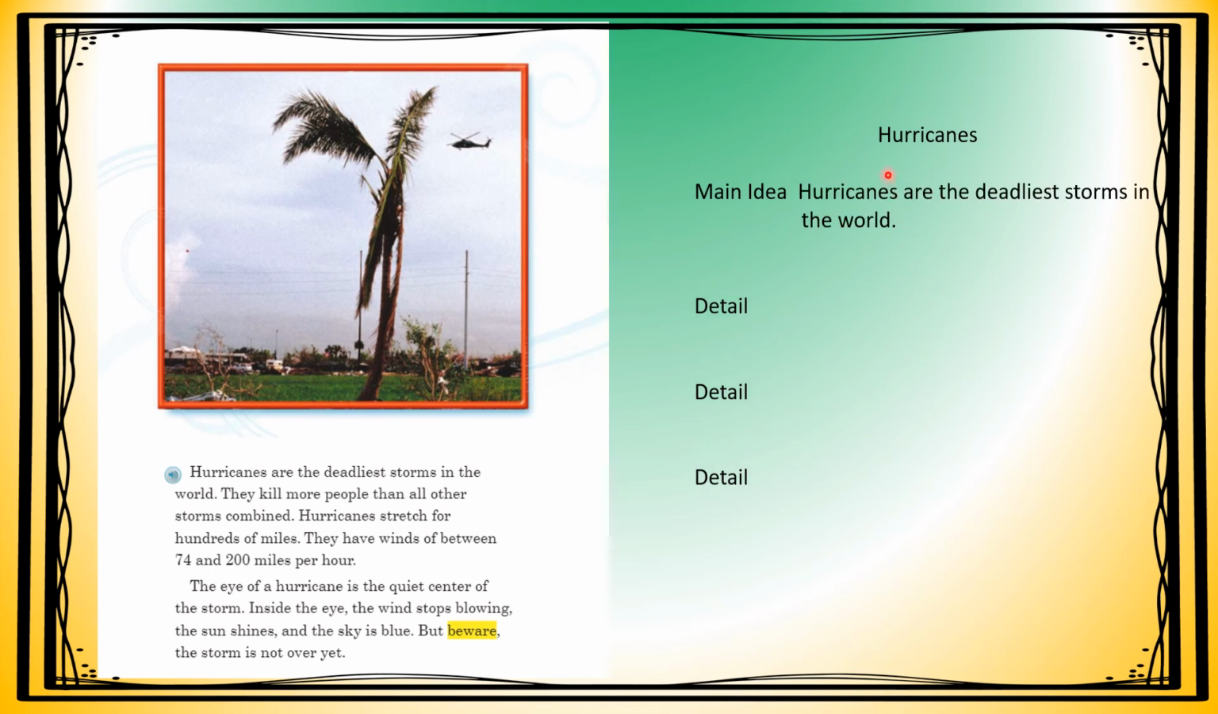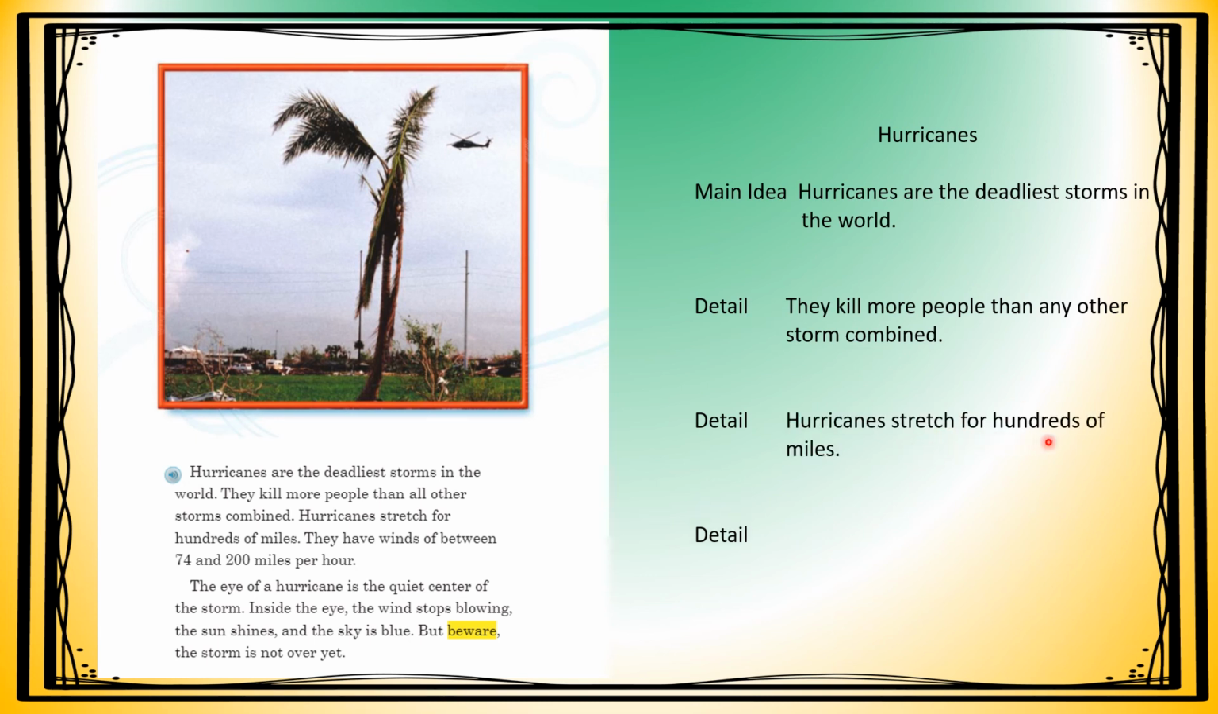So I'm going to mark the first sentence, hurricanes are the deadliest storms in the world, as my main idea. But I'm going to check it. If I'm right, then the other sentences will support that hurricanes are the deadliest storms in the world. The second sentence says they kill more people than any other storm combined. Does that support that hurricanes are the deadliest storms in the world? Absolutely, because they kill people. That means they're deadly. Now I'll go to the next sentence.